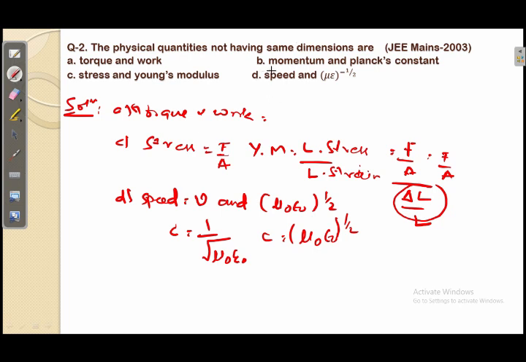So the remaining option, of course, is option B, that is momentum and Planck constant, both having different dimensions, so option B is correct. Momentum and Planck constant have different dimensions, and the remaining options have the same dimensions. Okay.